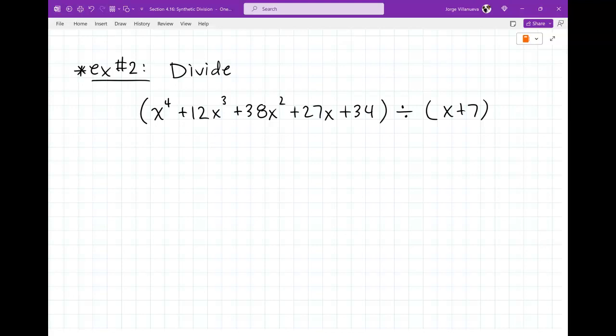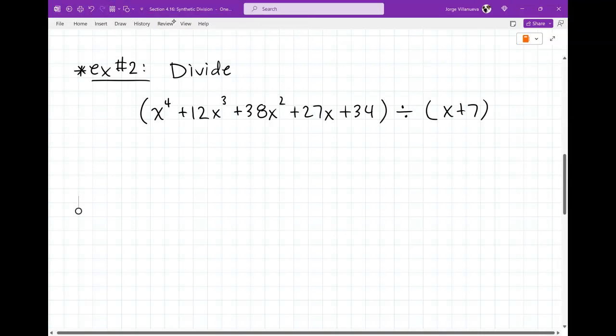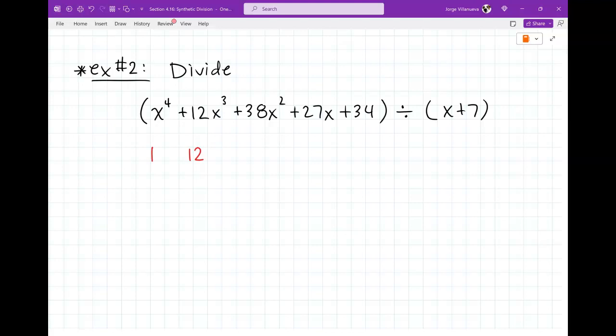Okay? So we have, divide again, x to the 4th plus 12x cubed plus 38x squared plus 27x plus 34 divided by x plus 7. Now we're not going to do it long division. We're going to do synthetic. So when you do synthetic, remember, write down your coefficients. So what's my coefficient here to start? 1. And then 12, 38. All right, that's not hard.